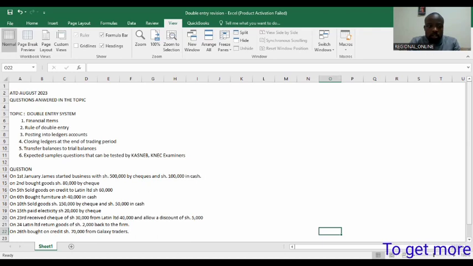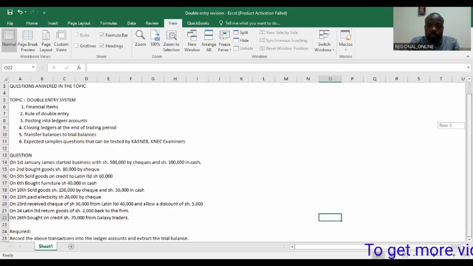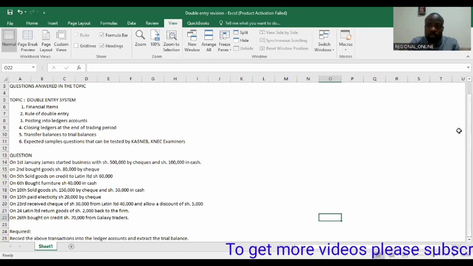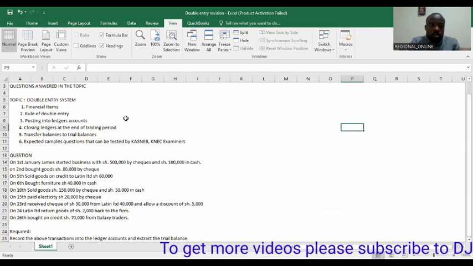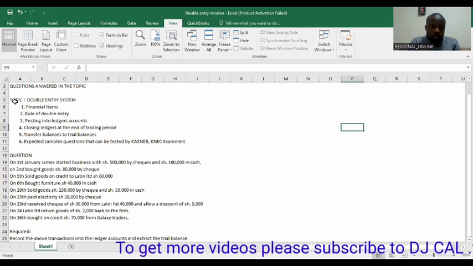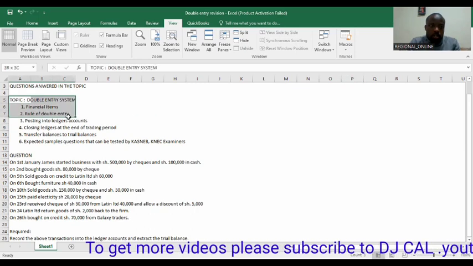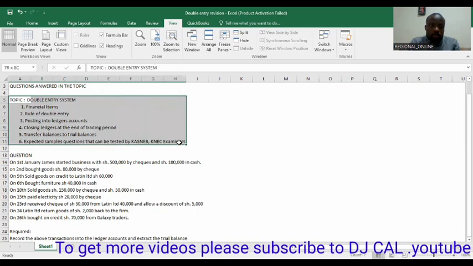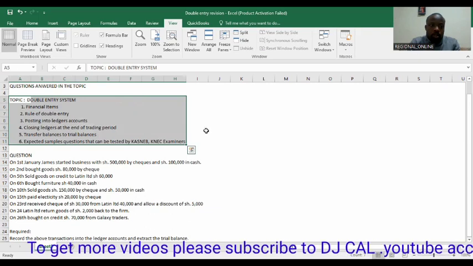And today, let's go to the double entry system, on how you can answer the question for the double entry. The topic and the subtopic for today, we have the double entry.